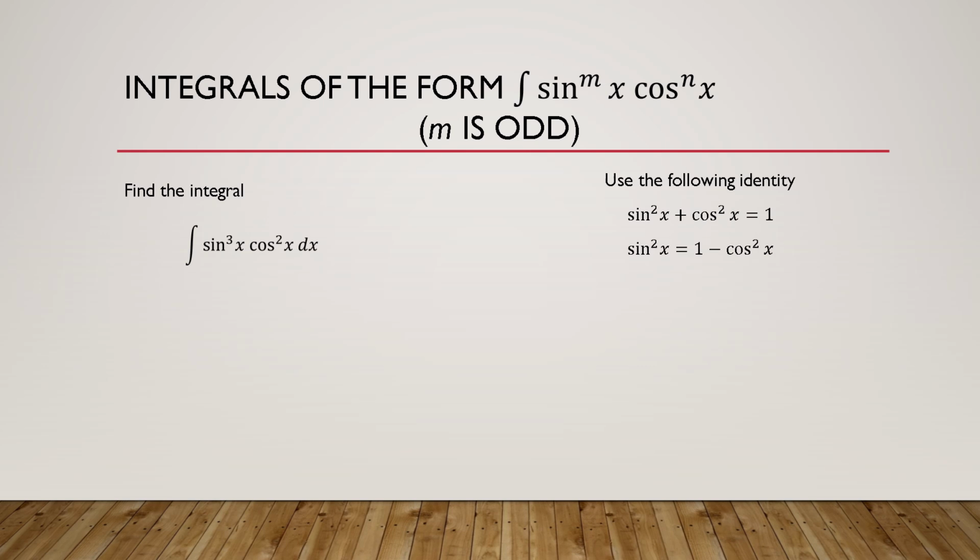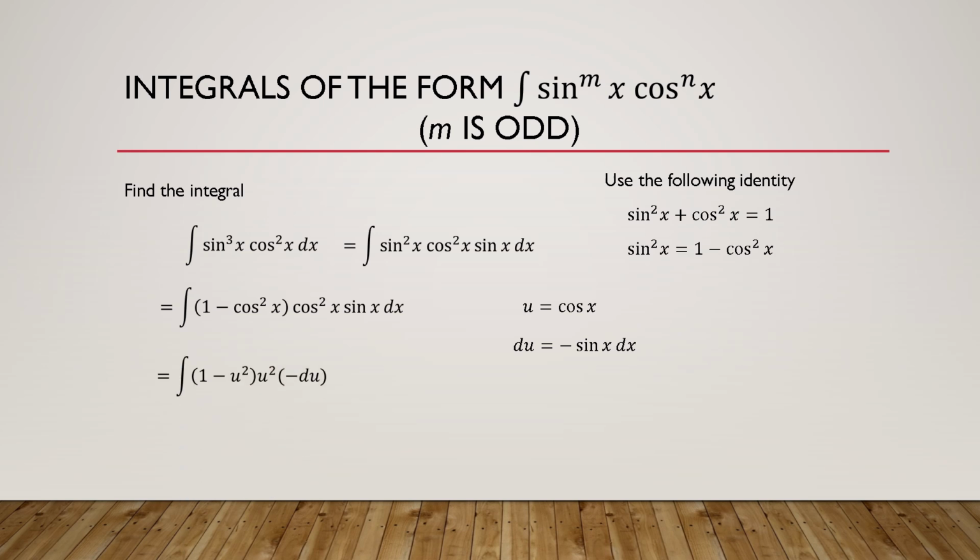Next, we split the sine cubed into sine squared x times sine x and place the sine x on the right. Then we substitute sine squared x for 1 minus cosine squared x. Next, we let u equal cosine x, which will make du negative sine x dx. When we substitute these values, we get the integral of the quantity of 1 minus u squared times negative du. Distributing the u squared and the negative gives us the integral of u to the fourth minus u squared du.